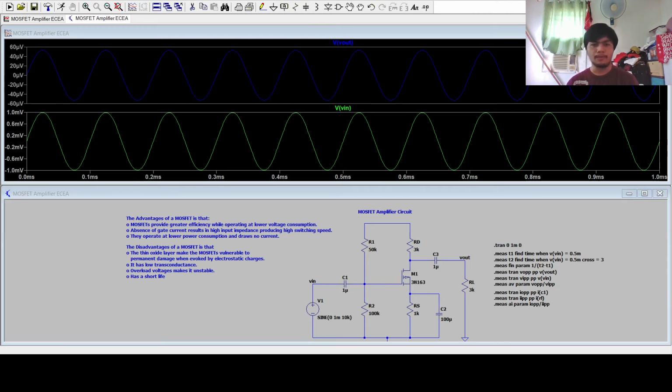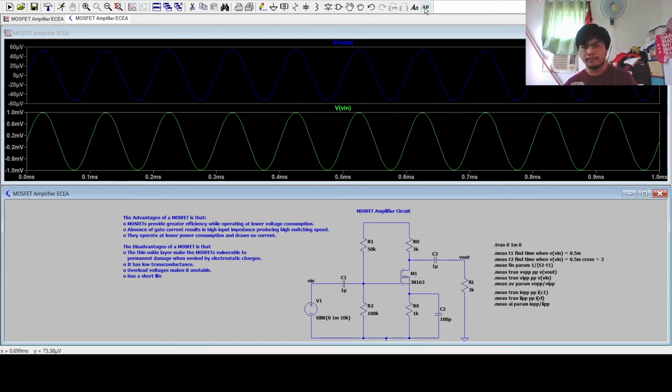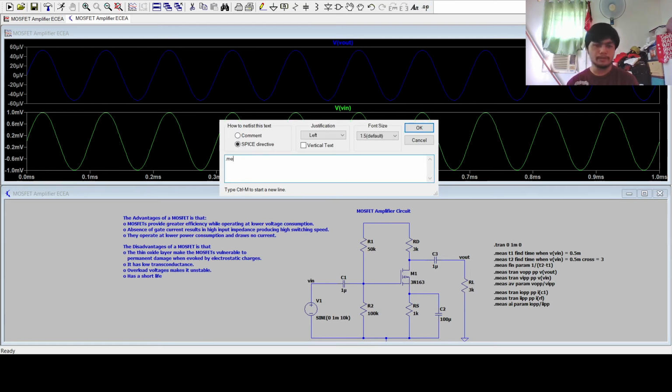Finally, to get the power, we will use the values of the voltage gain and current gain. So for the SPICE directive, we will use .meas power gain and the parameter of formula voltage gain times current gain.